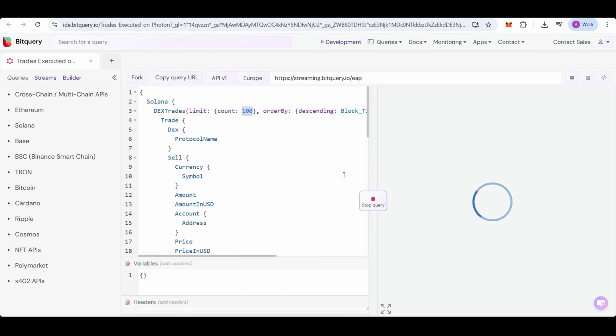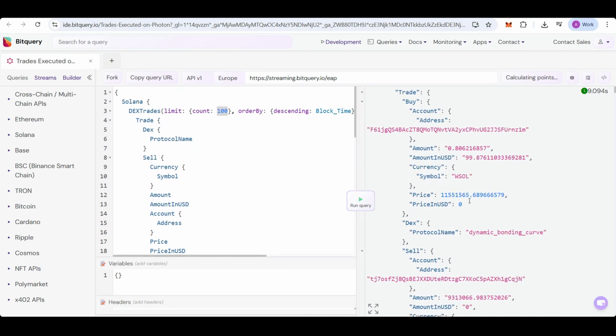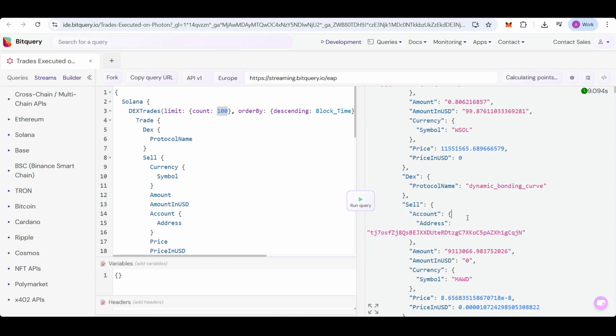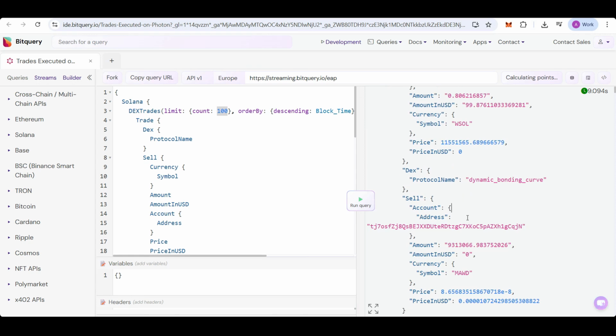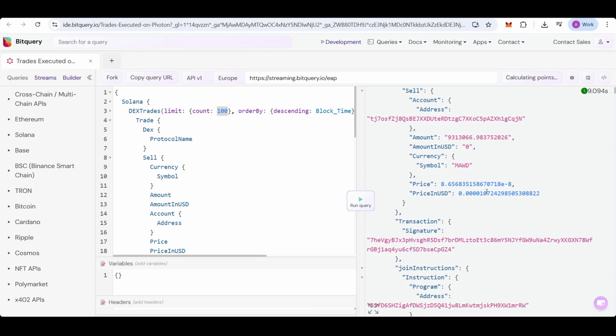Let's get the latest 100 trades routed through Photon. The response shows you complete trade details, which DEX protocol executed it, buy and sell token info with amounts in USD, wallet addresses, and prices. You see the full execution path Photon chose for optimal routing.